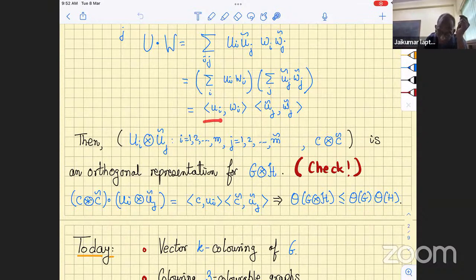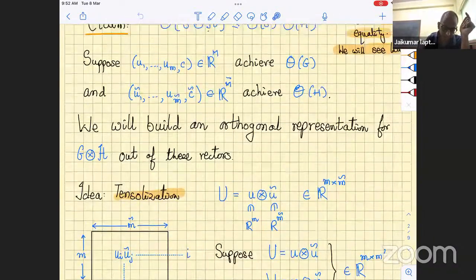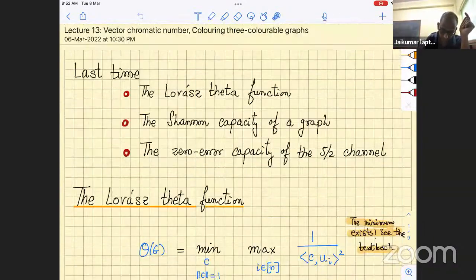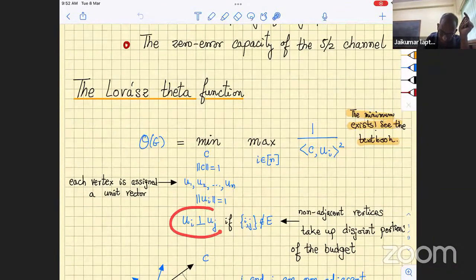So when we take this dot product, one of these components will be 0. Perhaps both. But at least one of them will be 0. And so it must be that whenever there is no edge, the dot product is 0. That was one of the conditions in the theta function. Okay, so at least it is an orthogonal representation of the graph.